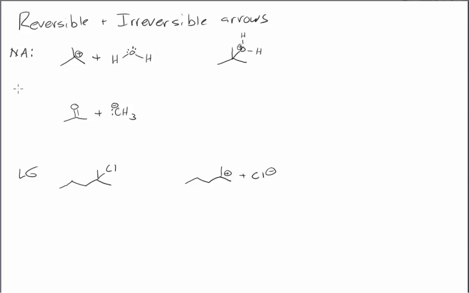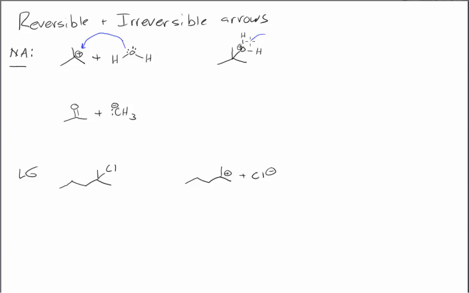Let's take a few minutes to talk about using reversible and irreversible arrows in our mechanistic steps. So let's look at each of the four patterns in turn. So here's nucleophilic attack. If we have this cation and water, and we are expecting a nucleophilic attack pattern, of course, that's going to look like this. And I've already drawn the product for you.